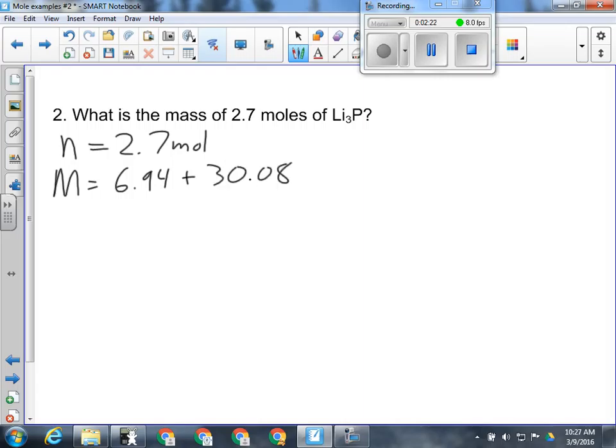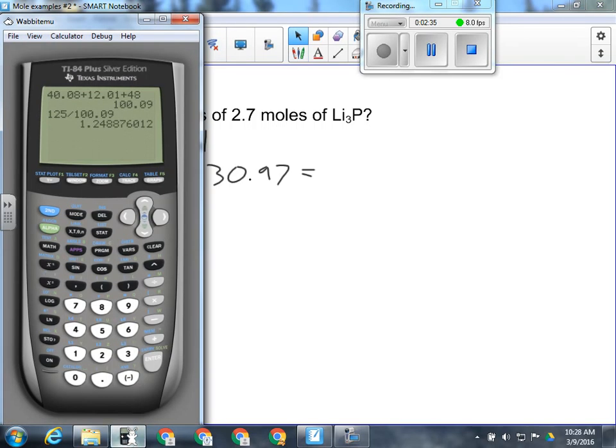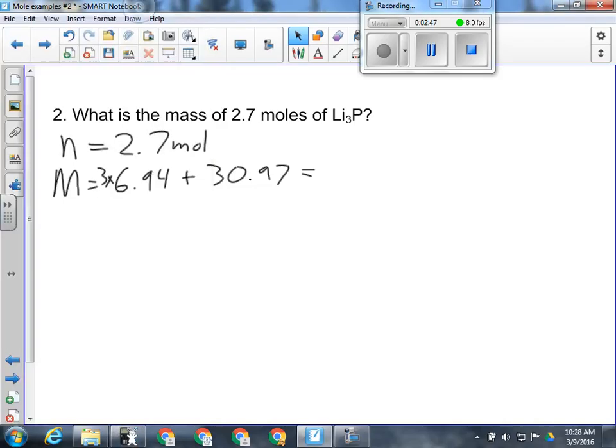What have I done wrong, guys? Oh, sorry, is it 30.97? Sorry, what else have I done wrong? Right, I didn't multiply this by 3. There are 3 lithiums. Okay, good. 3 times 6.94 plus 30.97. So we got 51.79 grams per mole on that stuff.